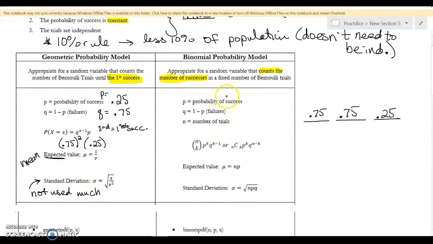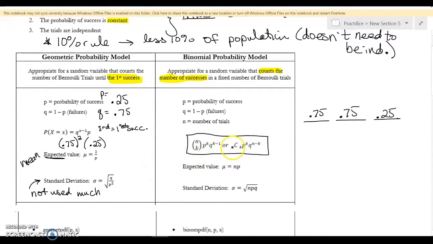All right, same thing for binomial models. Probability of success is just still P. Failures is still Q. And N represents the number of trials. When we get down to this formula, some of you are comfortable with combinations and permutations, some of you aren't, and so you'll be able to use this rule, or you will be able to use the calculator method.